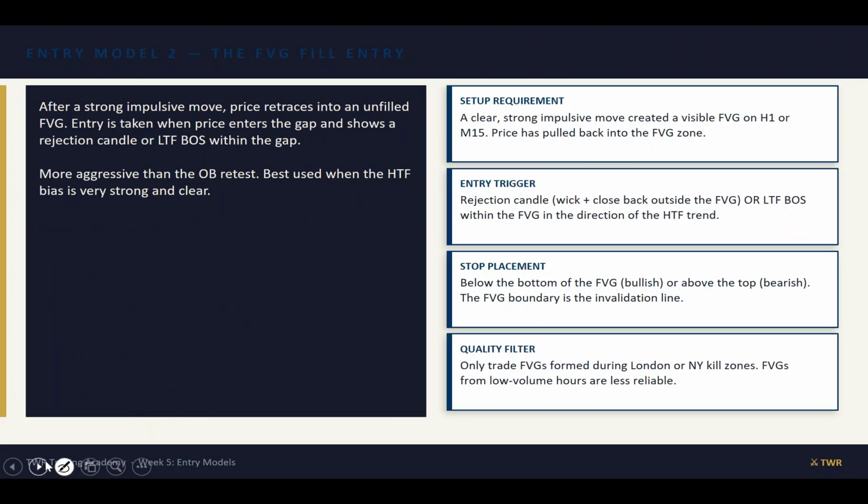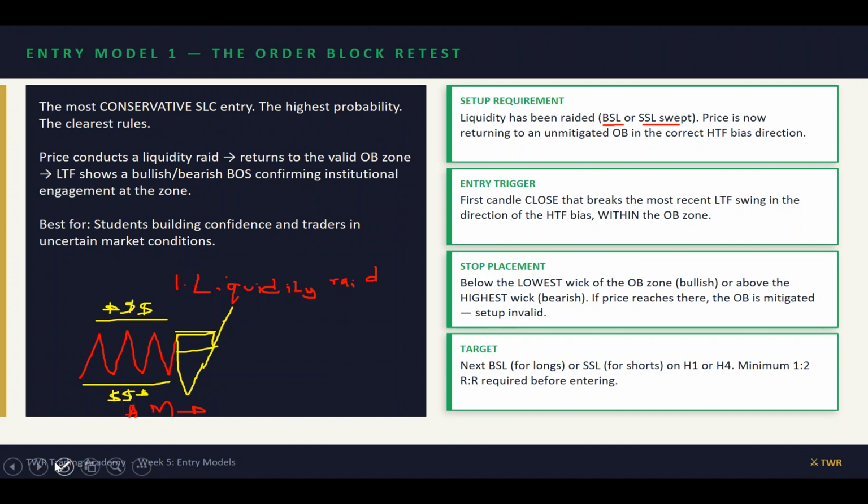Let me show it. Entry model 1. This point is our order block. First, you've had this raid at this point. It has taken out liquidity. So number one is liquidity raid. Number two, wait for a break of structure, which also takes out these other liquidities. Then wait for price to pull back to the order block and return to the unmitigated order block.